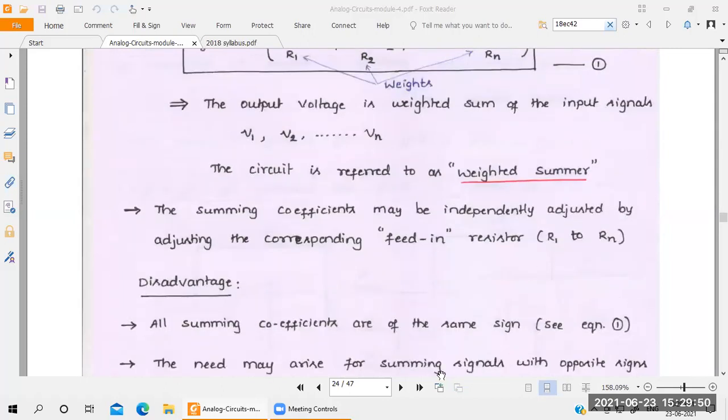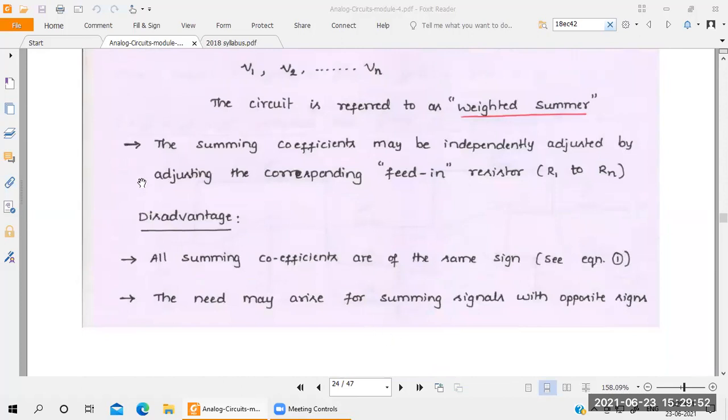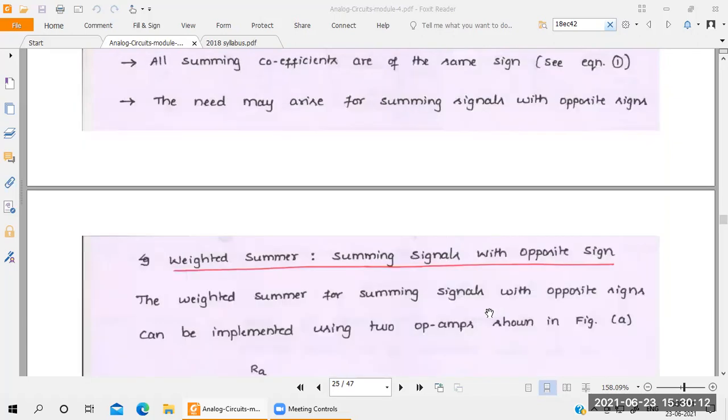Understood? Here there are some drawbacks for the weighted summer. What are the drawbacks? All summing coefficients have the same sign. If it is positive, it will be positive. If it is negative, it will be negative only. The need may arise for summing signals with the opposite sign. So this is the second one.